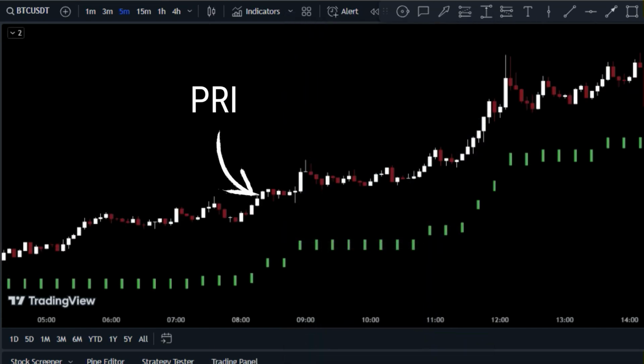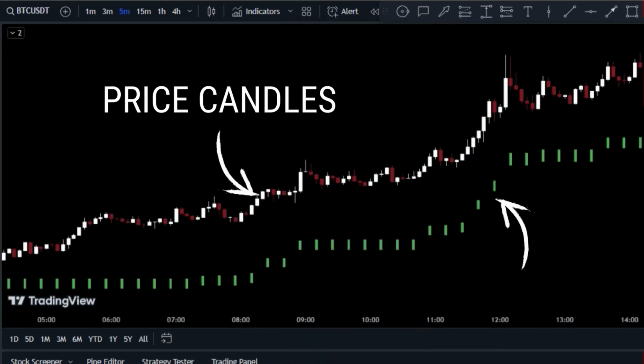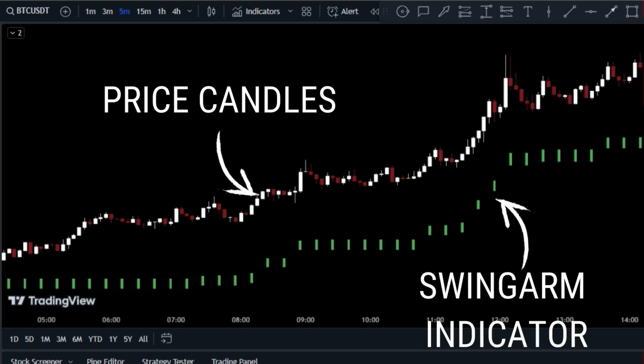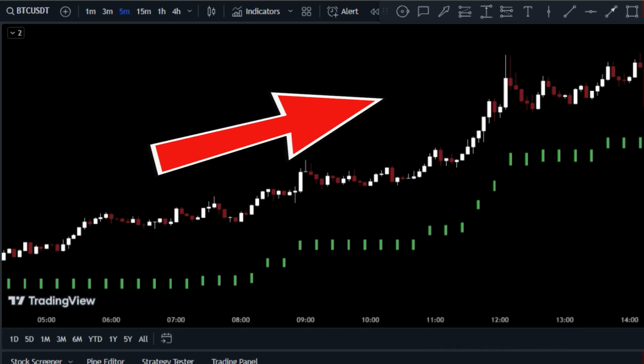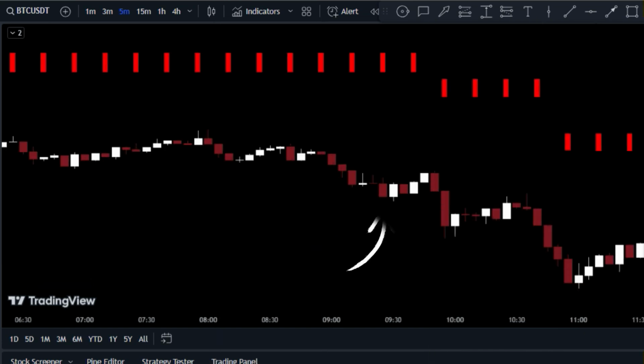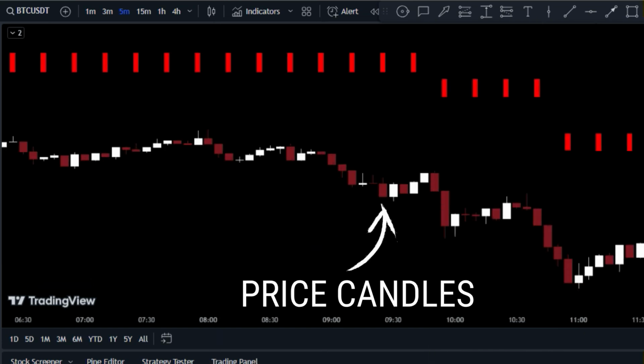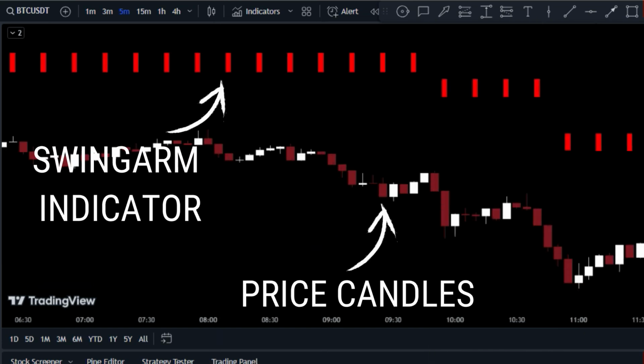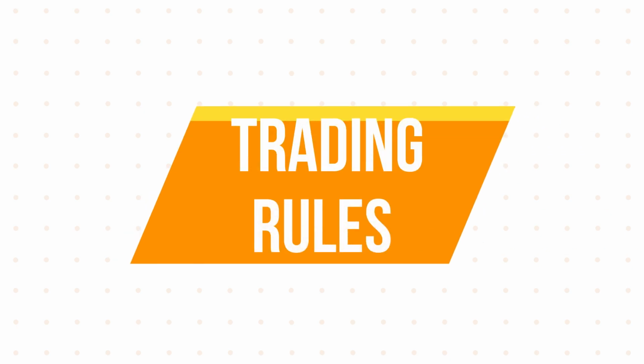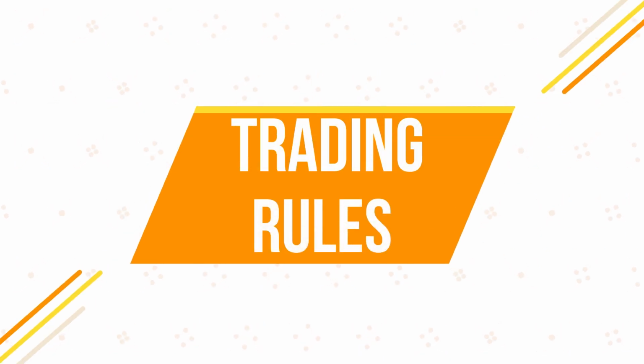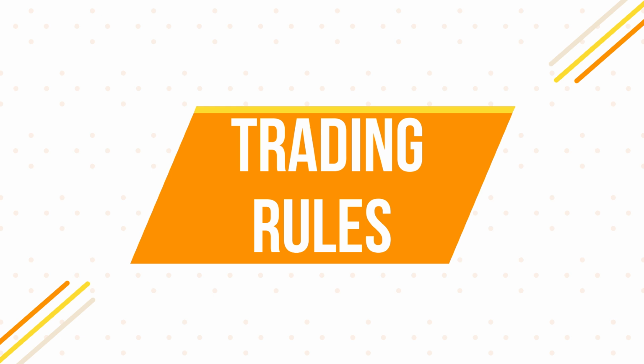Now, if the price candles form above the green lines of the swing arm ATR trend indicator, it signifies a strong upward trend. Conversely, if price candles form below the red lines of the indicator, it indicates a strong downward trend. So, let's examine the rules for entering a trade together. But remember, after this, we'll backtest the strategy using TradeRedge and I'll announce the data to you.